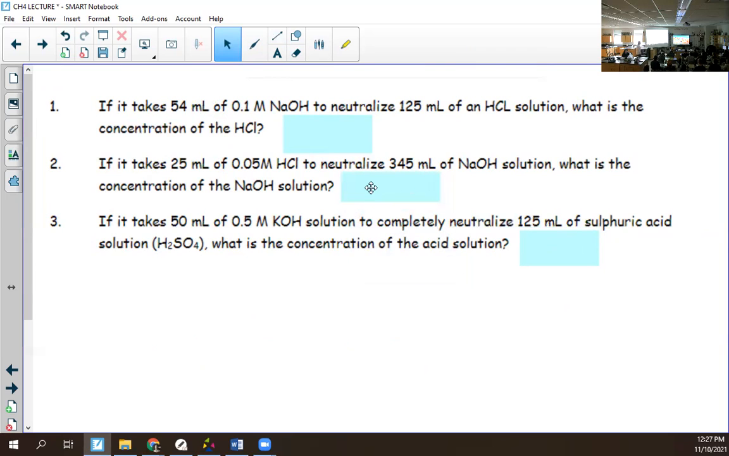All right. If it takes 50 milliliters of that to completely neutralize 125 milliliters of sulfuric acid, whatever, what is the concentration of the acid? Will you try that one real quick? Then we'll talk about a small red flag.